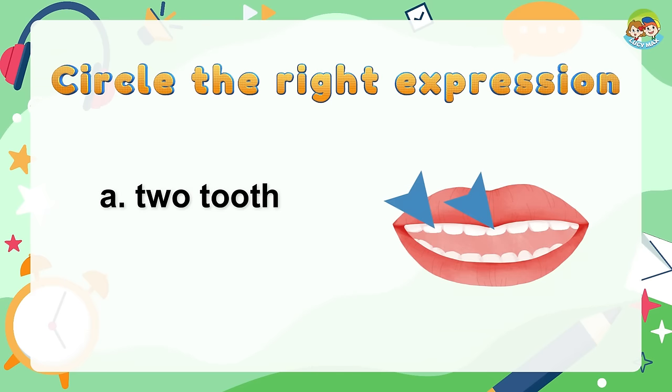A, two tooths. B, two teeth. When you change tooth to plural, you make it into teeth. The plural form of tooth is teeth. So you circle B. Two teeth.